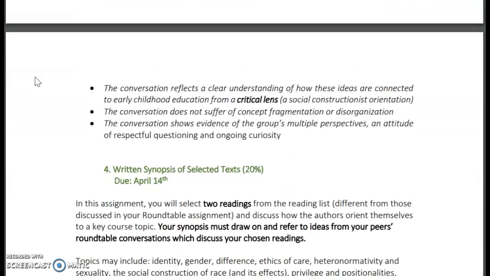The conversation reflects a clear understanding of how these ideas are connected to early childhood education, again from a critical lens, so taking a social constructionist orientation, which we'll discuss in week 2 or week 3. The conversation does not suffer of concept fragmentation or disorganization, so you don't have ideas that seemingly come out of nowhere, but rather they're situated within the dialogue and within the conversation and the readings. The conversation shows evidence of the group's multiple perspectives and an attitude of respectful questioning and ongoing curiosity.